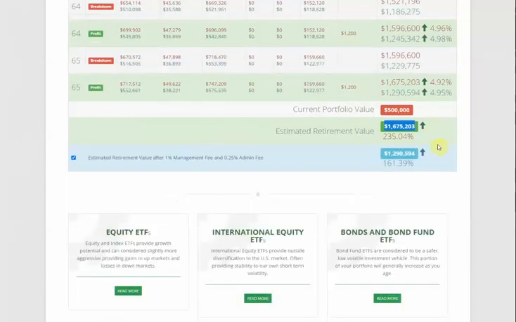How much is somebody going to charge you? Oh, that $1.6 million is now $1.2 million. They're going to take about $400,000 of your dollars to do what we're just doing here right now in 30 seconds. Tell me that's not crazy.